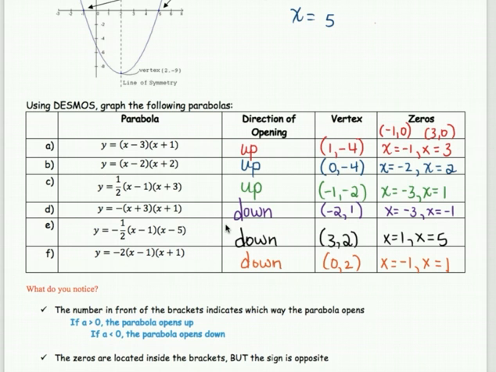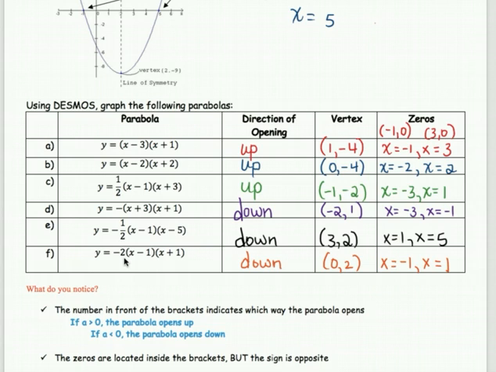Okay, and before looking at the notes below, I want you to analyze the information that you found using Desmos, and try to make a connection with the equation. What are you noticing about the equation, and about the way that it opens? You're looking at all these ones, they all open up, these ones all open down. What are you noticing about that pattern? These last three are down, these first three are up, but what's the pattern here?